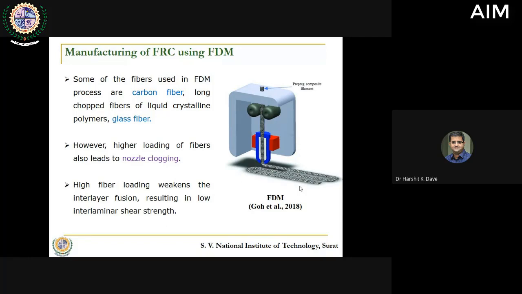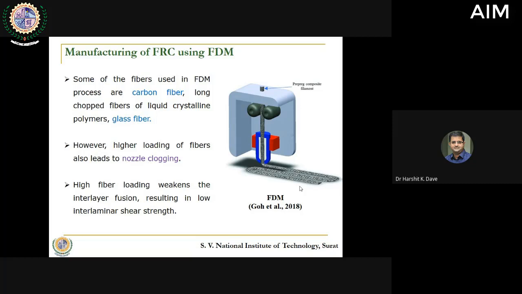Further, a high concentration of these fibers will weaken the interlayer fusion between the parts. So when the part is printed and the layers are deposited in the case of FDM, the fusion between the interlayers slightly gets weakened because of the higher proportion of fiber, and that would result in lower interlaminar shear strength. So overall the part becomes weak if the fiber proportion is higher. So usually the proportion of fiber along with the selected polymer is maintained at a lower value.